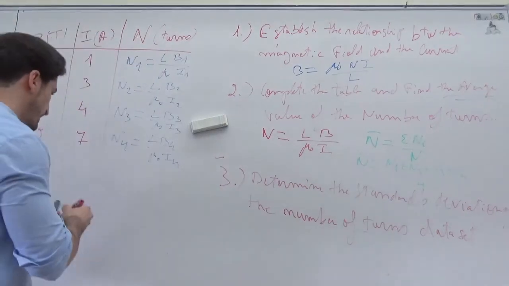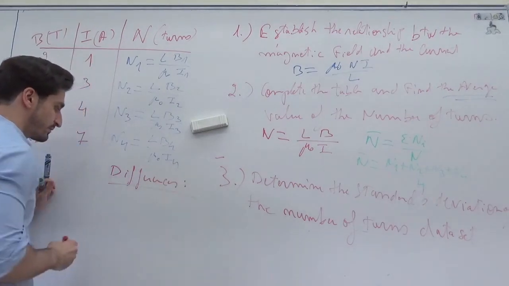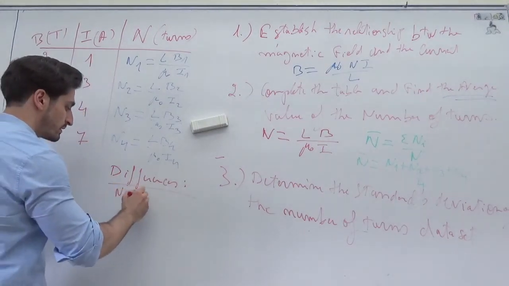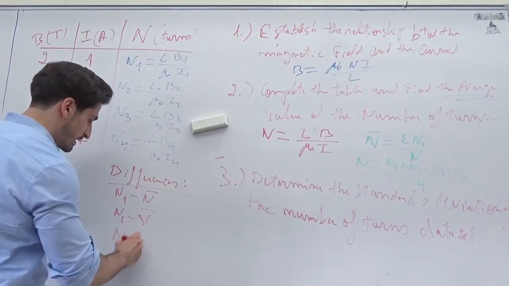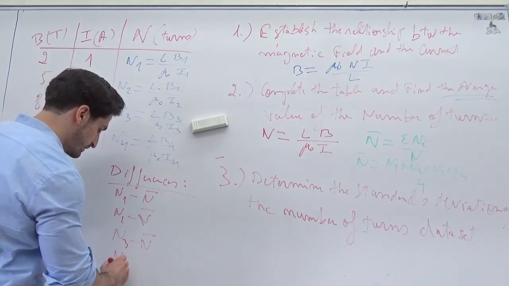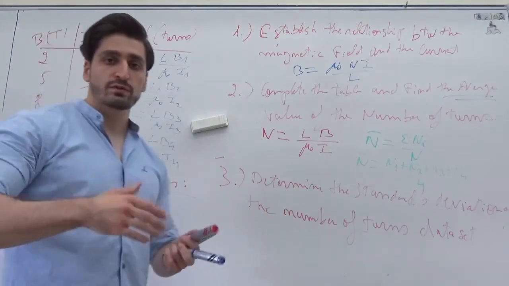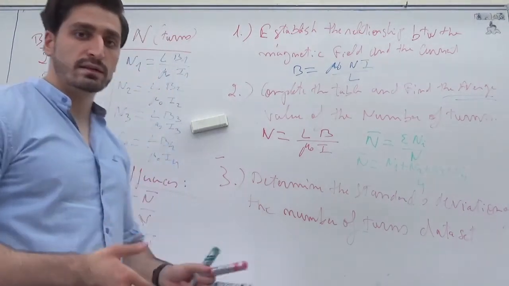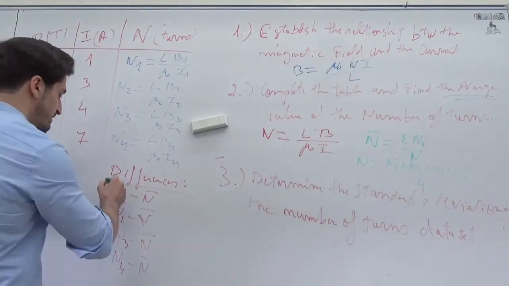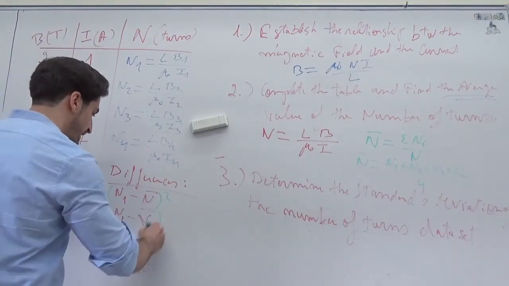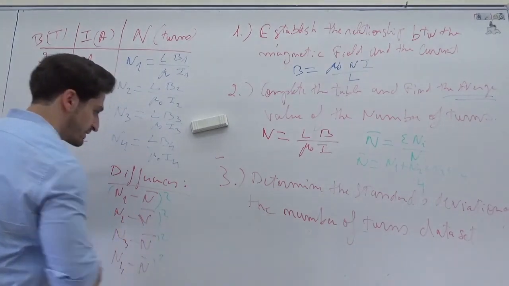So we are going to start by finding the differences. So we start by finding n1 minus n bar, then n2 minus n bar, n3 minus n bar, and n4 minus n bar. But if you remember, we have to get rid of any minus sign that we might obtain in those differences. So in that case, we are going to be directly squaring each difference. So over here, we are going to take the first difference squared, then the second difference squared, then the third one squared, and the fourth one squared.